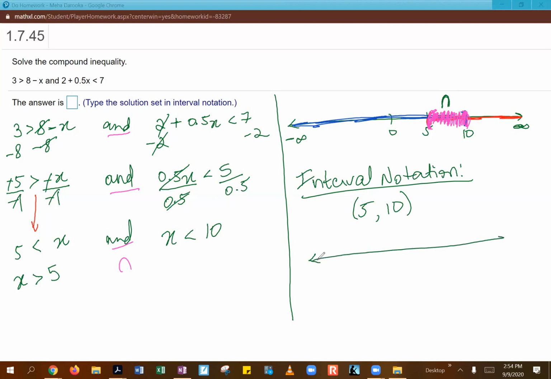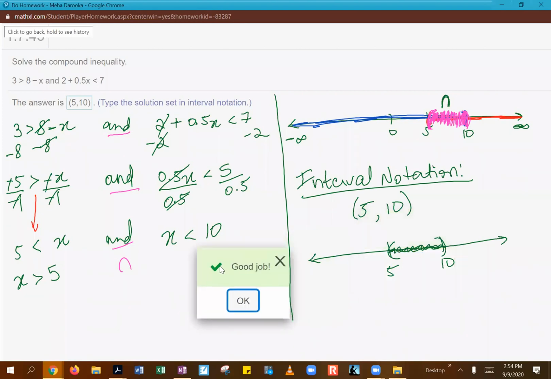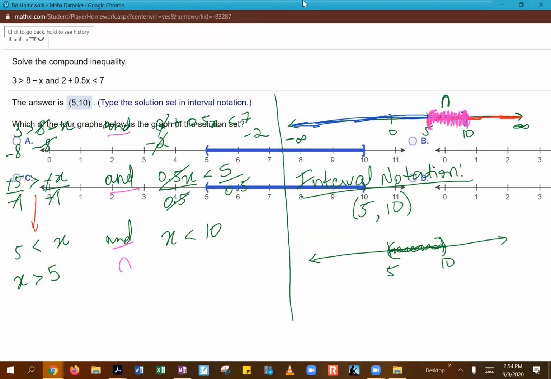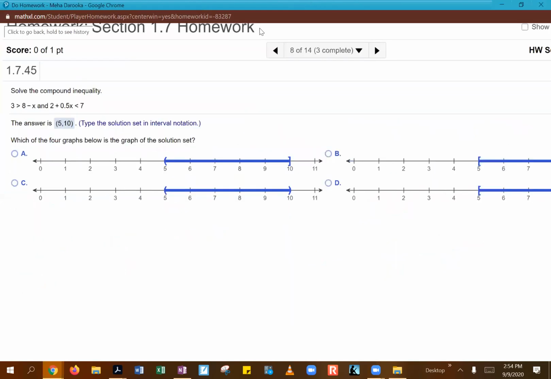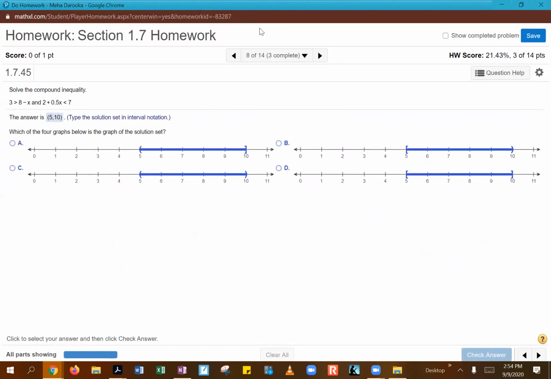So when you're choosing your graph, it's basically going to be between numbers 5 and 10 with parentheses on both ends and just shaded in the middle. Okay, so let's go ahead and type this answer in. So we're looking at 5, 10, parentheses on both ends. Alrighty, very nice. And then let me go ahead and clear this out. So what graph do you end up choosing again between A, B, C, and D?